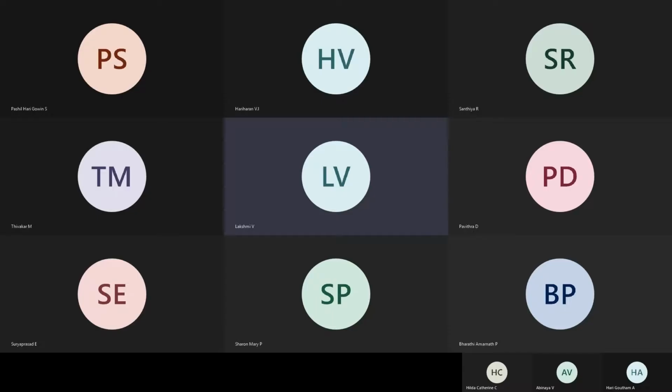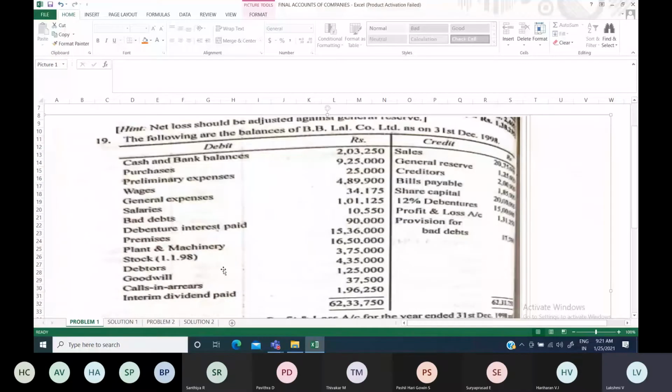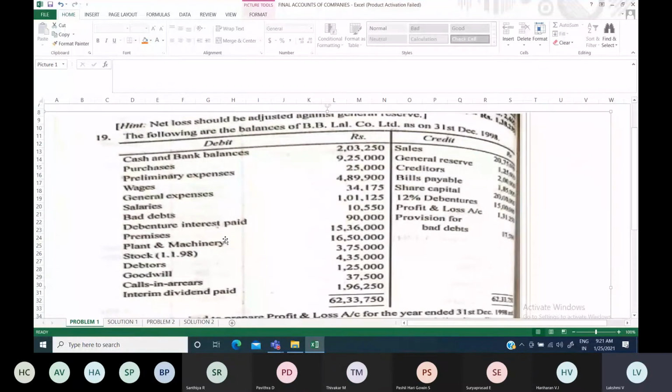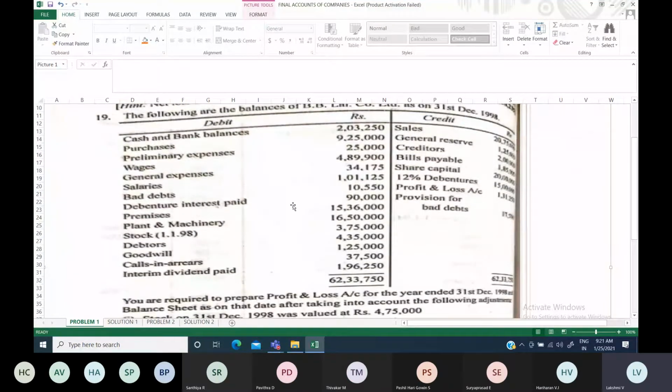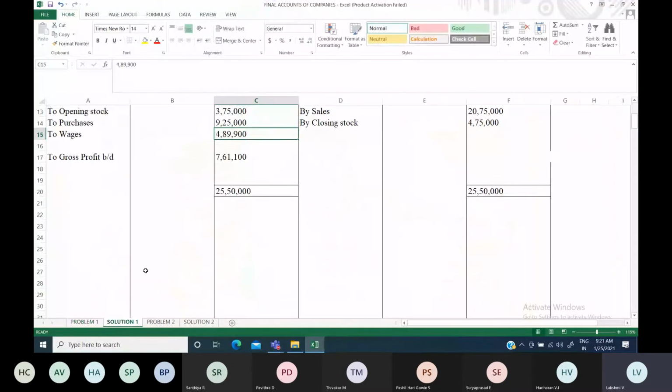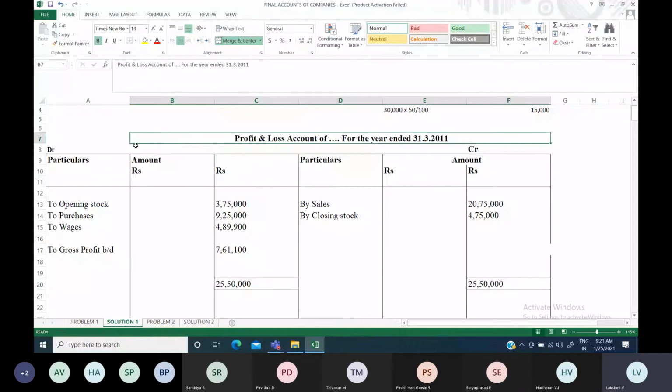Question on the day. Okay, so what are the items and where will they appear actually? We discussed that one, so the continuation of that we are going to discuss right now. Already I prepared the profit and loss account first part.